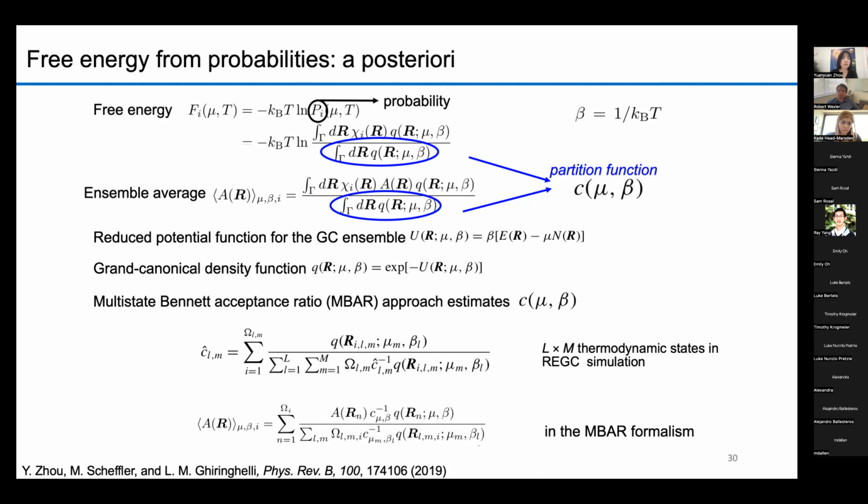And we adopt the multistate Bennett acceptance ratio, MBAR, to estimate the partition function. MBAR estimates the partition function by first defining the reduced potential function for the grand-canonical ensemble in these equations. Then the grand-canonical density function is just the Boltzmann distribution of this. The partition function is estimated by using the whole set of replica exchange sampling data, and with the partition function, the ensemble average and the free energy can be calculated.